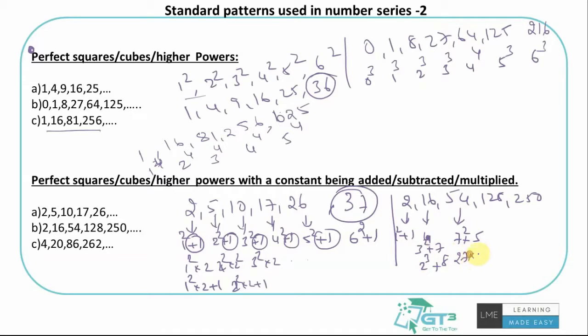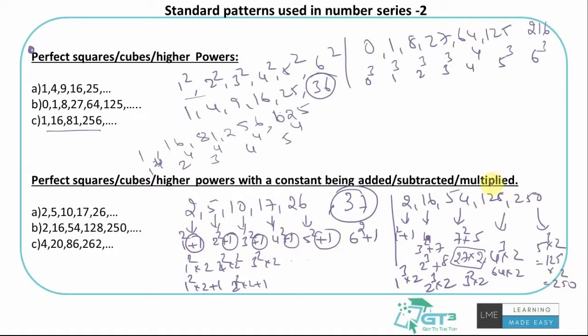27 into 2, yeah, right? This is also another possibility, right? 3 cube into 2. So here also I can have something like 1 cube into 2. Here also I can have 2 cube into 2. 8 2s are 16. 3 cube into 2. And this one is 4 cube into 2. That's 64 into 2 is 128. And this one is 5 cube into 2. That's 125 into 2 is 250.